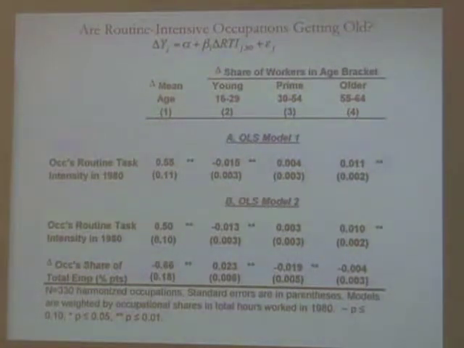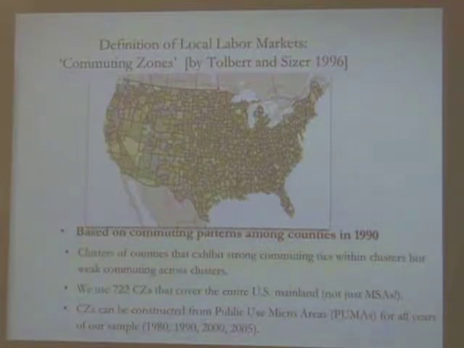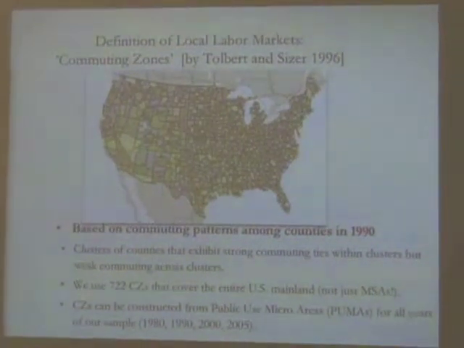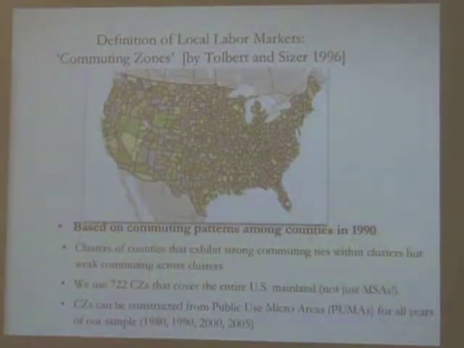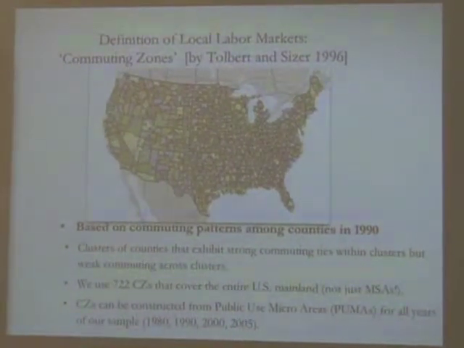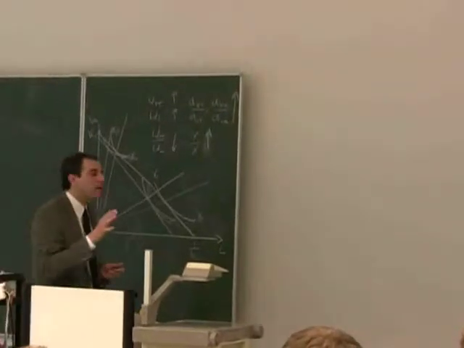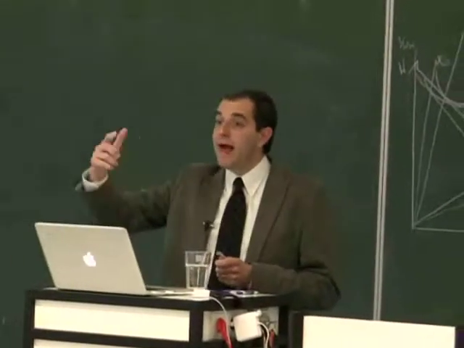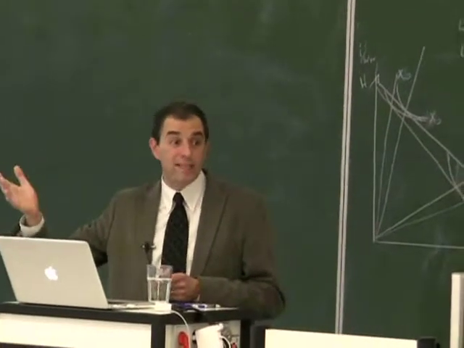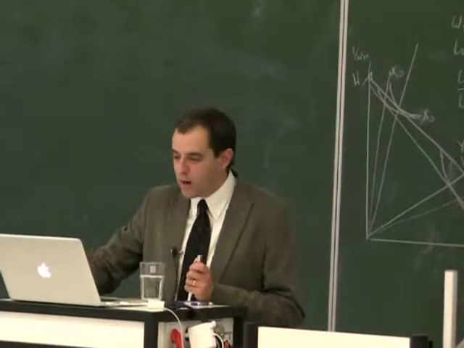So what do we do? We divide the U.S. labor market into 722 distinct commuting zones. Commuting zones are groups of counties in which most people live and work within the same cluster of counties. So you can think of them as geographically semi-distinct labor markets, at least in the sense that there isn't too much labor migration in the short run out of the county. People don't go work in the next county if the wage rises immediately.